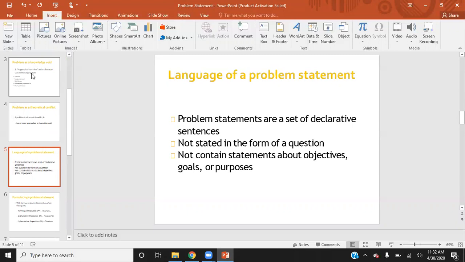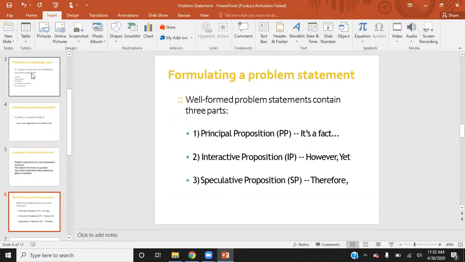But here we are going to give a declarative sentence. We will not have any questions, but we will have different statements. We will not talk about what the objectives of the paper are, what the goals are, what the purposes are. No, we are going to explain what the main problem is and what needs to be done about that particular problem. If we talk about the problem statement, it will have three main things.